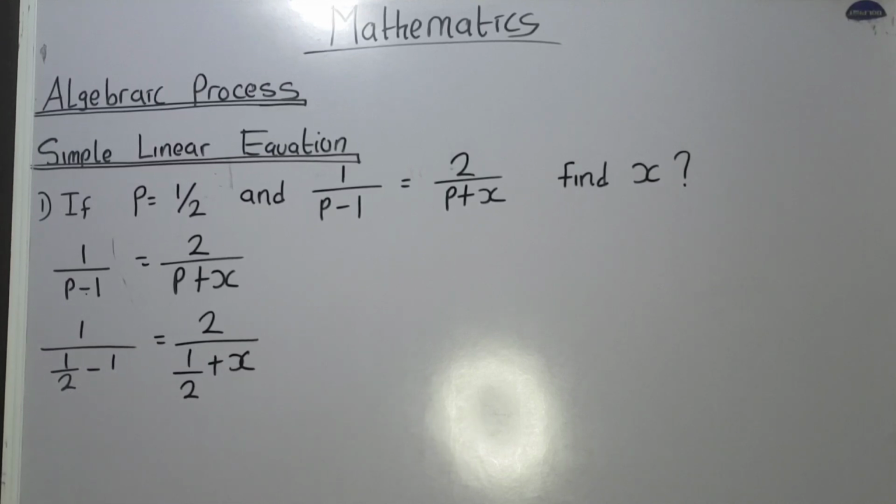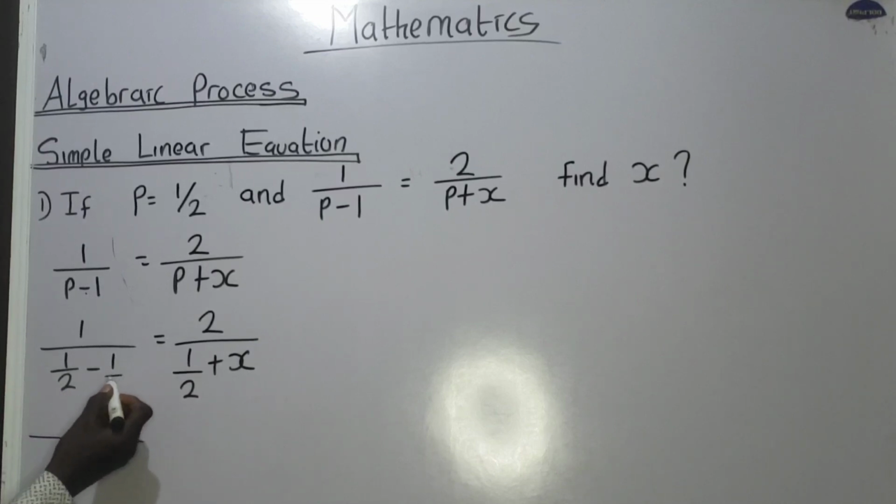Okay? Now, let's simplify the denominator. You understand? In this fraction, we have the numerator and we have the denominator. We have another fraction in the denominator, so let's simplify it. Let's start with the denominator of the left hand side. Okay, so for this I'm going to have 1 all over the LCM of half and 1, which is what? 2. Okay, the LCM is 2.